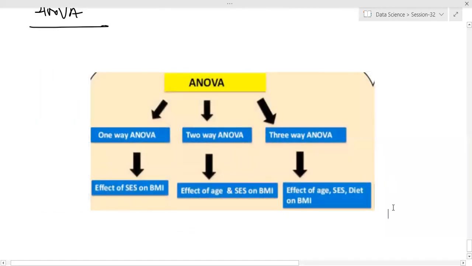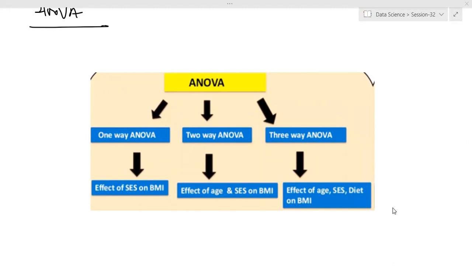Yeah, have a look on this, friends. So here what it is saying is, if I'm referencing this particular ANOVA technique, it is a statistical technique that is used to check if means of two or more groups are significantly different from each other.